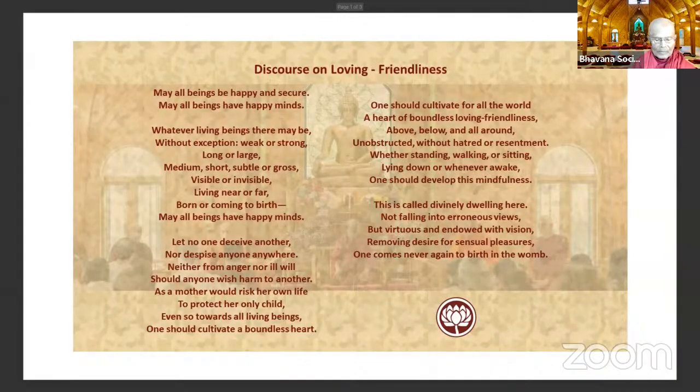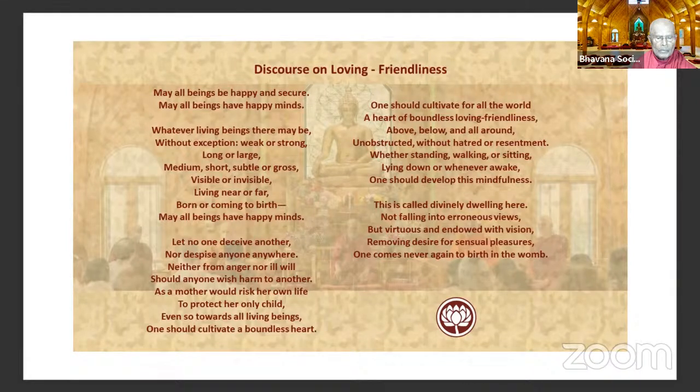Okay, friends, let us do some meditation. May all beings be happy and secure. May all beings have happy minds. Whatever living beings there may be, without exception, weak or strong, long, large, medium, short, subtle or gross, visible or invisible, living near or far, born or coming to birth, may all beings have happy minds.